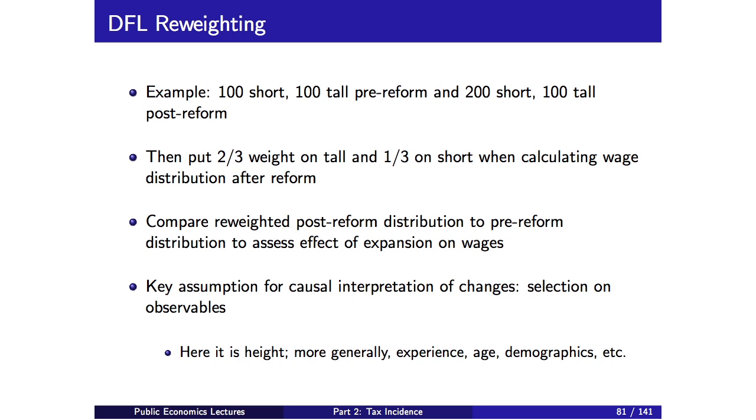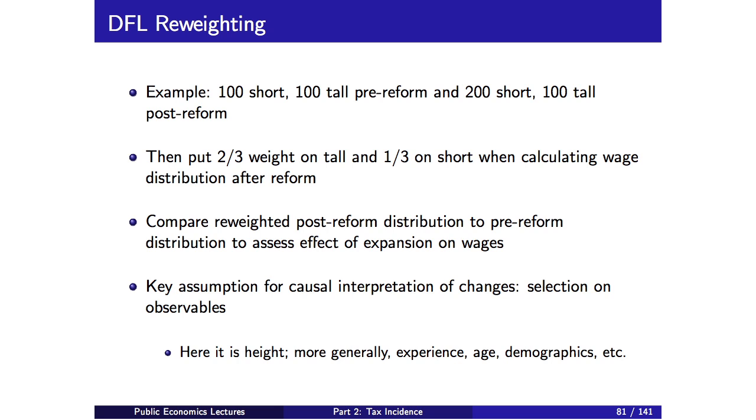So let's say you've got 100 short people and 100 tall people pre-reform, and 200 short people and 100 tall people post-reform, because these 100 extra short guys entered the labor force after the EITC was expanded. So you want to have the same mix of short and tall people before and after in order to accurately calculate the impact of the reform on wages holding fixed skills, right? So what you want to do is put 2/3 weight on the tall and 1/3 weight on the short when calculating the wage distribution after the reform.